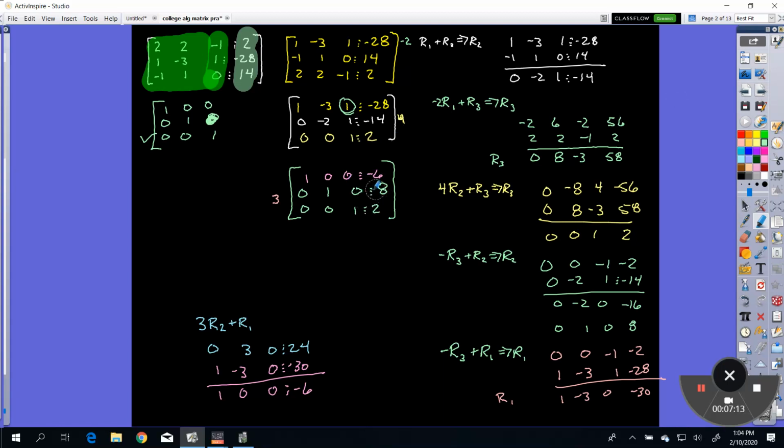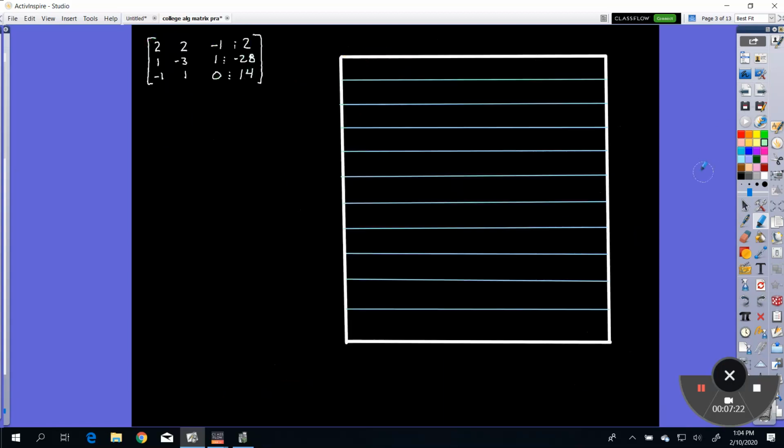On your test, you have to do it by hand or you're not going to get very many points. It's 15 points for this problem. You do it on your calculator, you get 3 points is all. So here's the other way to do this, just to show you that we could do it a different way and get the same answer.